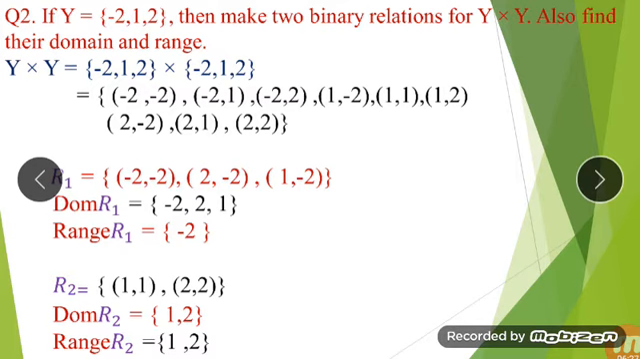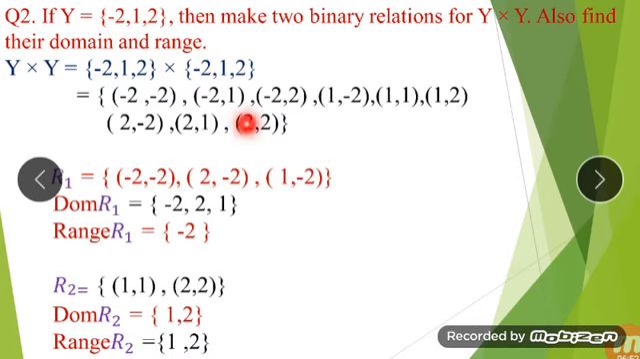Now we are going to find the domain of this. So minus 2, 2 and 1 will be the domain, the first elements of the ordered pairs, whereas the range will be the second elements. So the second elements are minus 2, minus 2, minus 2. You are not going to write minus 2 three times, because the elements are not repeated. If we write it one time, that will fulfill the purpose. So just write it once. Minus 2 is the range.